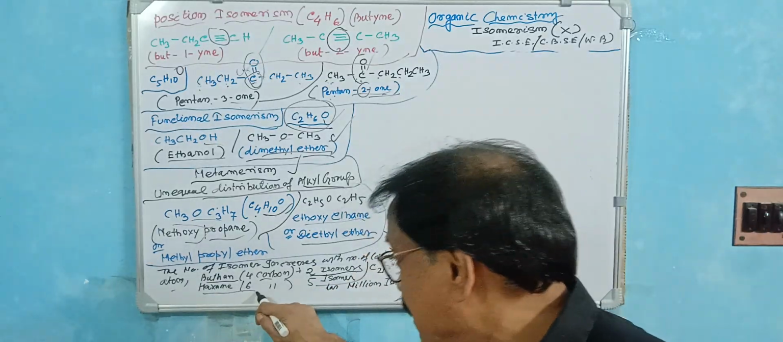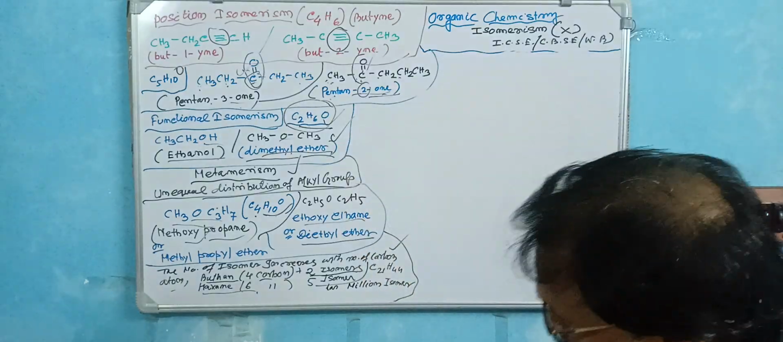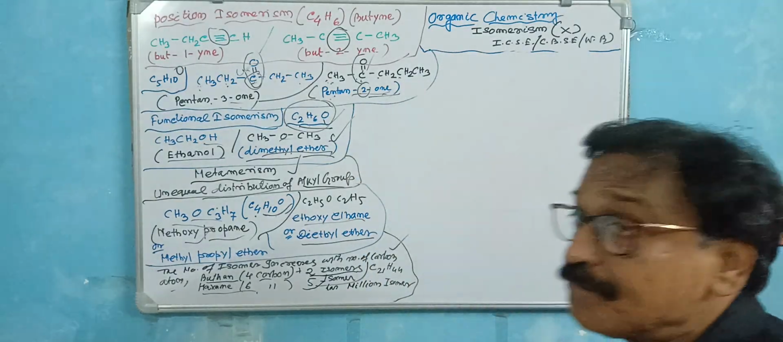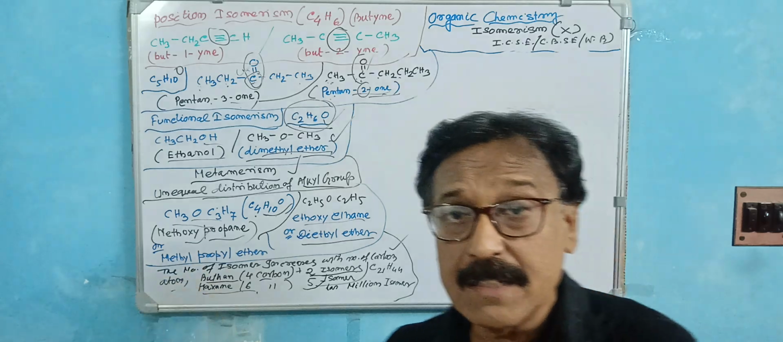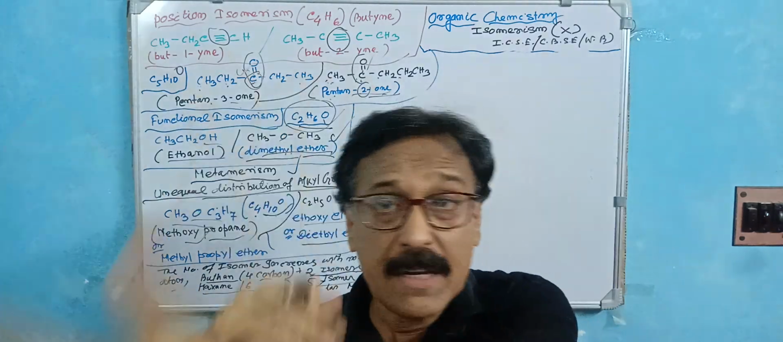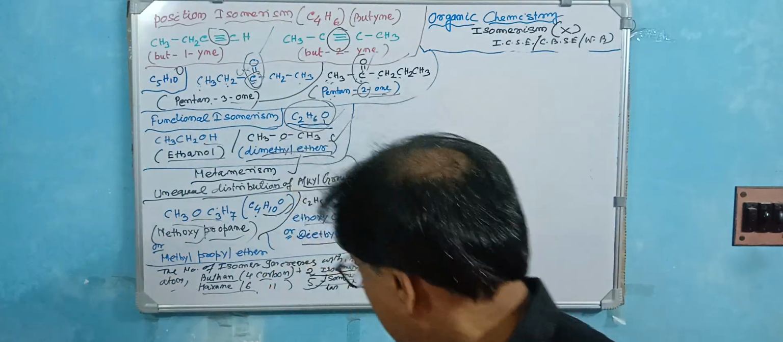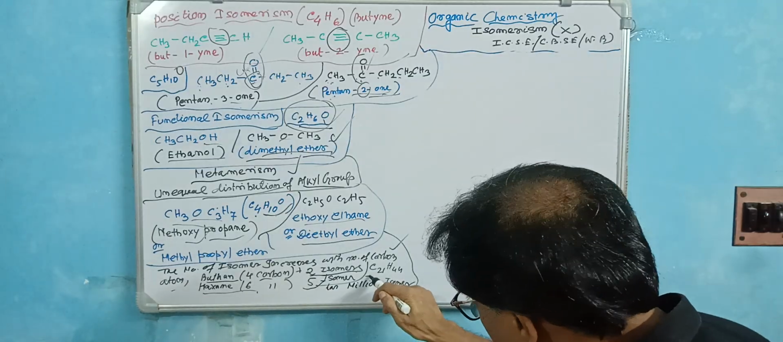But in case of hexane, 6 carbons are there. Hexane has 5 isomers. If the carbon number is increased, the number of isomers also increases. The combination, different combinations, okay. These are for a better understanding.